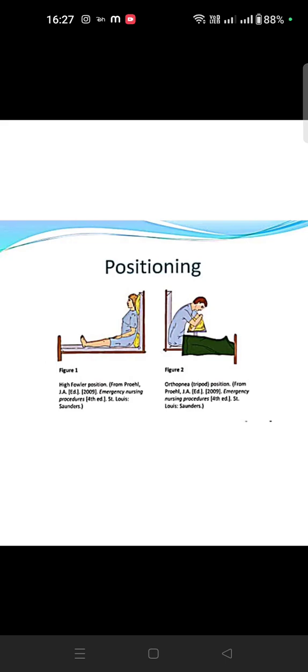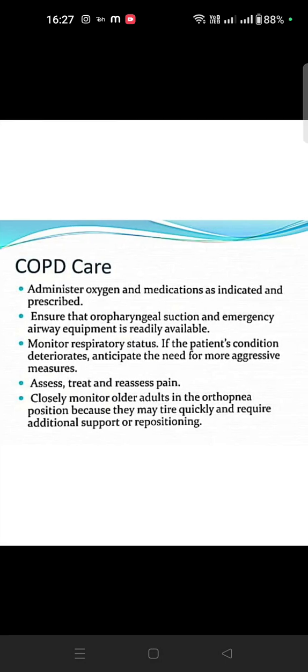It's the first image and they're sending. So like this only we can check. So orthopnea position means it's like this. Okay. Then COPD care. So what is the COPD care?